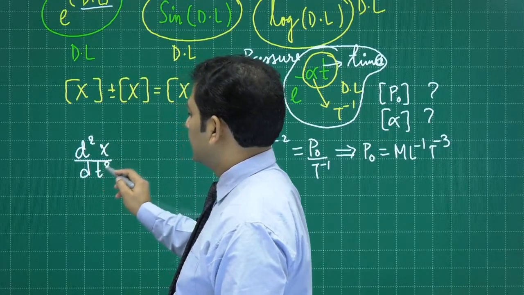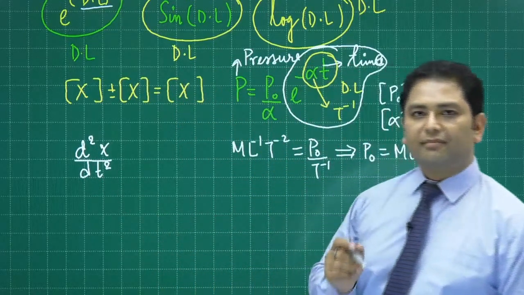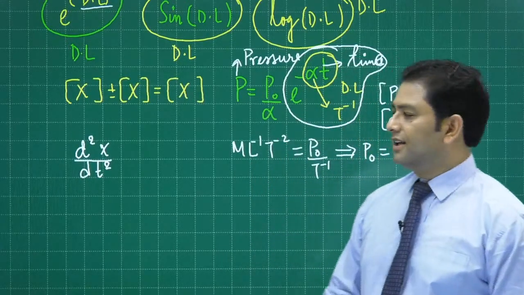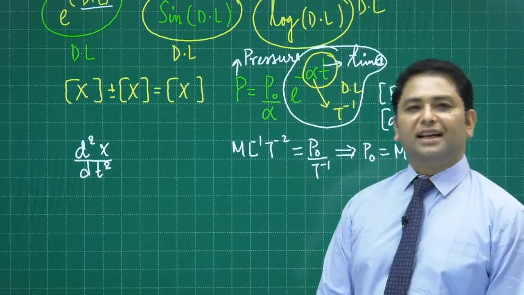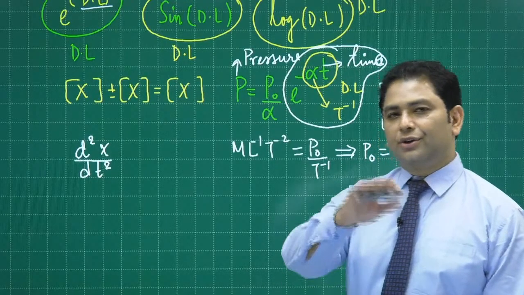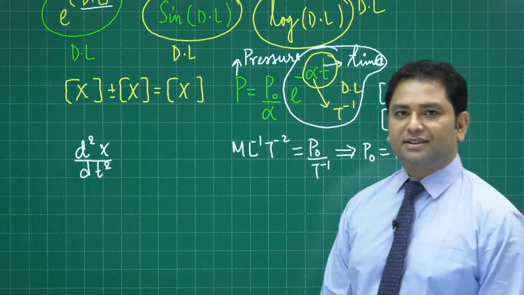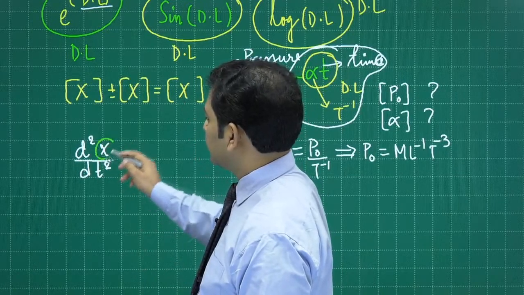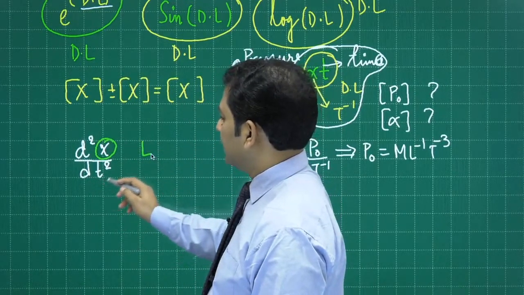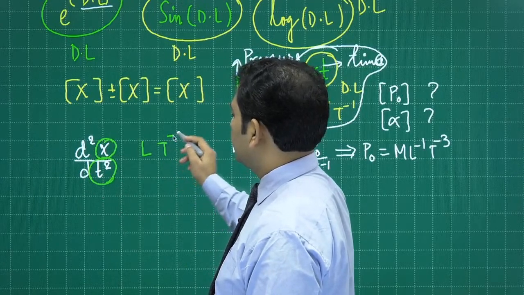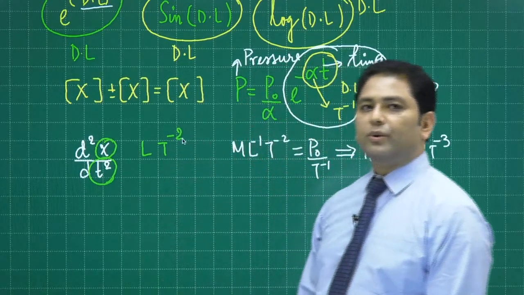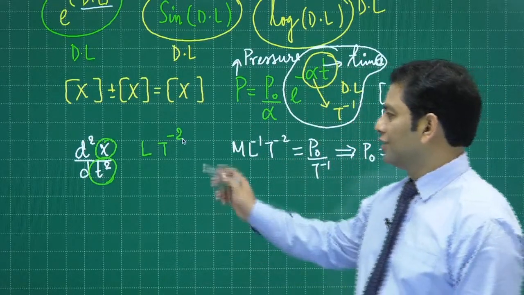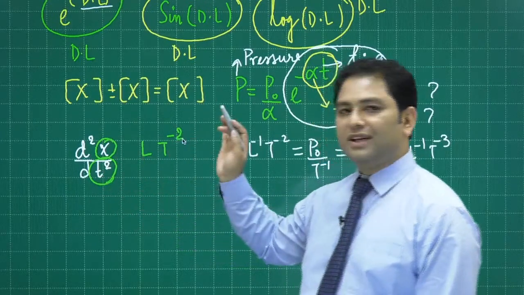d2x by dt square. Let's try to draw the example from an already known parameter. d2x by dt square is acceleration, and the unit is meter per second square. So here you can now conclude that x will come as it is, and this is t square, so that will be t minus 2. So whenever you have to write the dimension where a derivative is involved, you have to do this. Like here, you could understand.